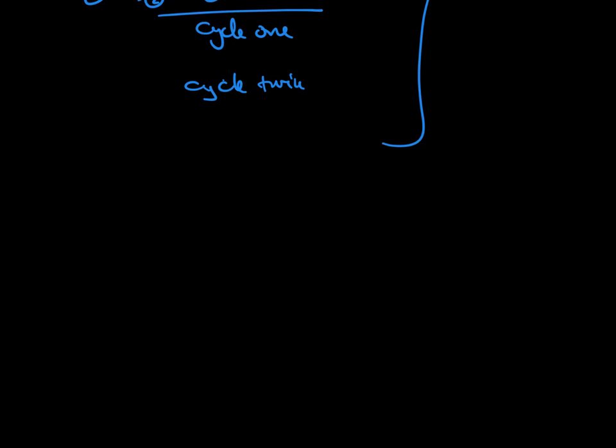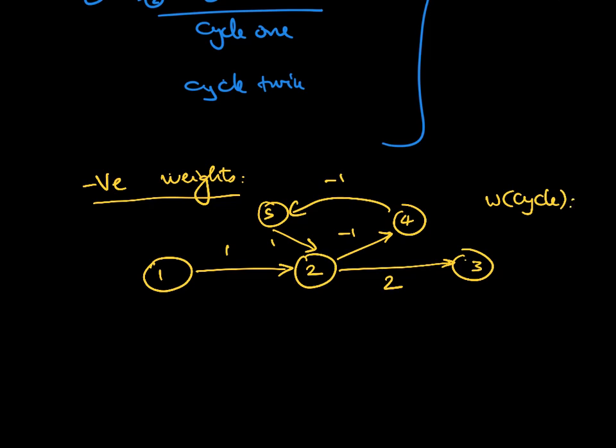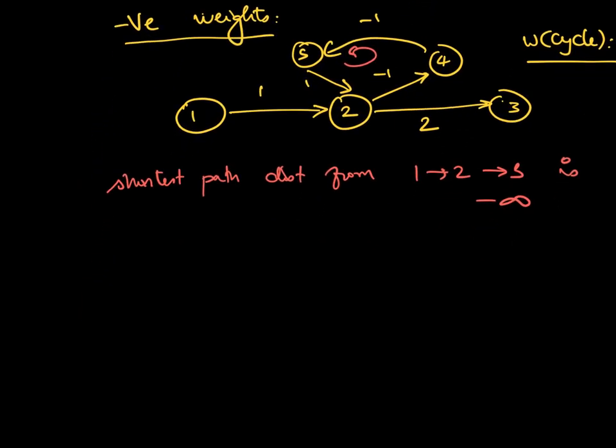Unfortunately, if your graph has negative weights, this is no longer true. So let's take the same example, but let's make negative weights now. Now the weight of the cycle here is -1. So this is a negative weight cycle. So going around this cycle, the shortest path distance from 1 to 2, 2 to 3 is -infinity. Why is that? Because I can keep going around the cycle and I can make the weights of the path smaller and smaller and smaller.